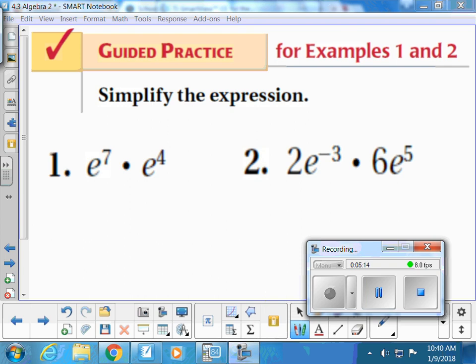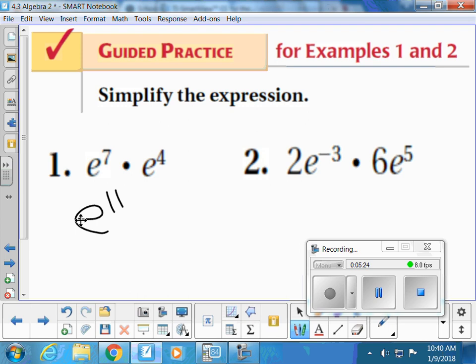All right, we're back. So who would like to volunteer for a ticket for number 1? Let's go with Kylie. Perfect. So she added her exponents. Number 2, who's got the answer? Lexi. Perfect.